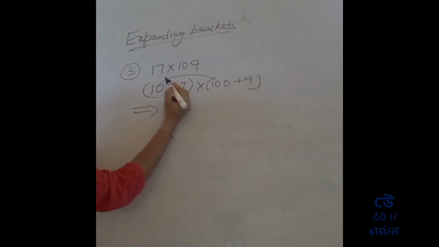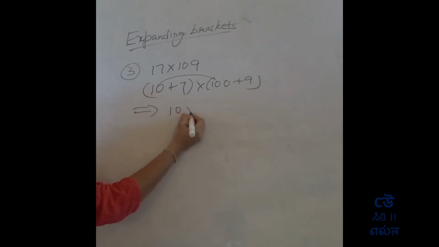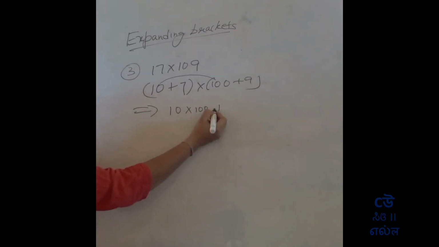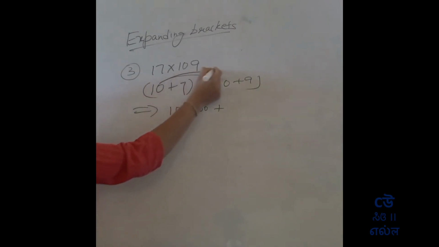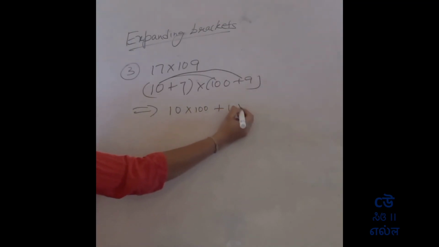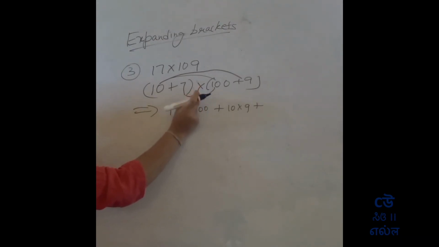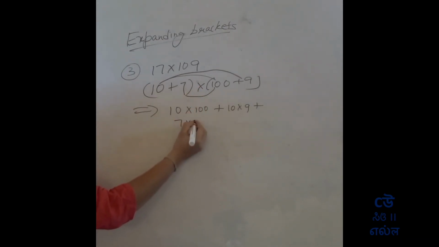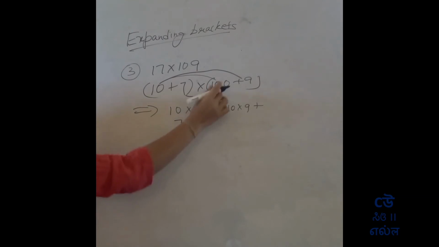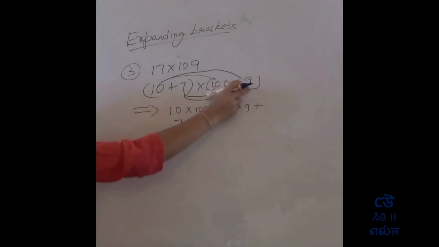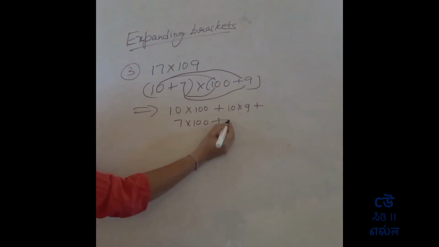Multiply this number with this first. 10 into 100 plus, next 10 into 9. Plus, what sign is there? Plus we have, so plus we have to write. Next, in between what is there? Multiplication, so we write the multiplication sign. Next, doing this, which sign do we have? Plus sign, so we'll write plus sign.